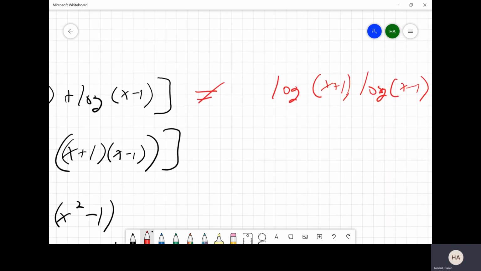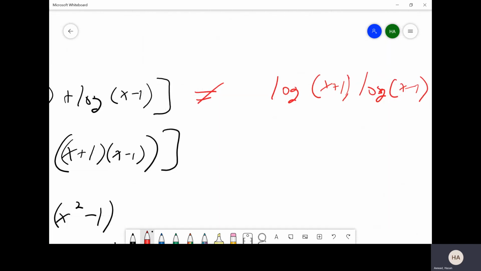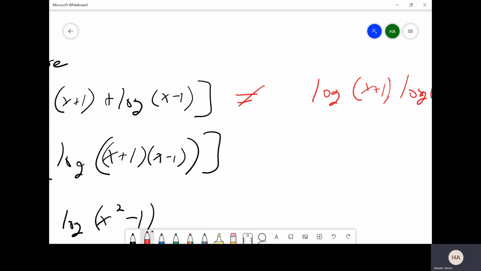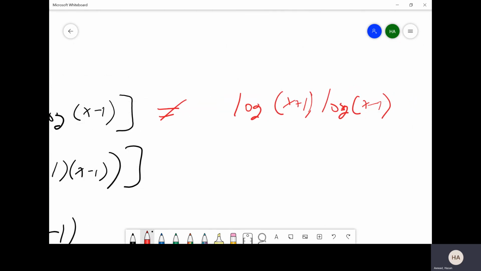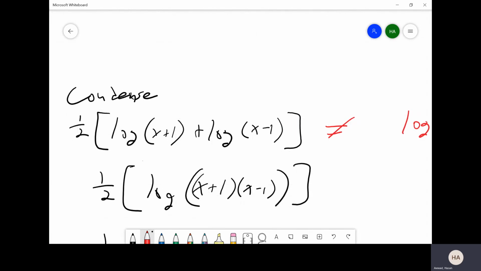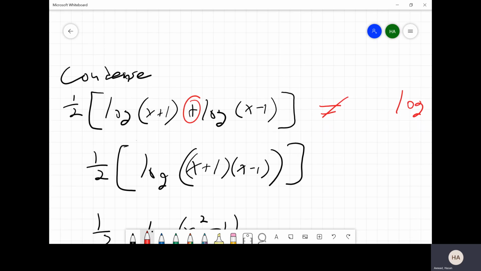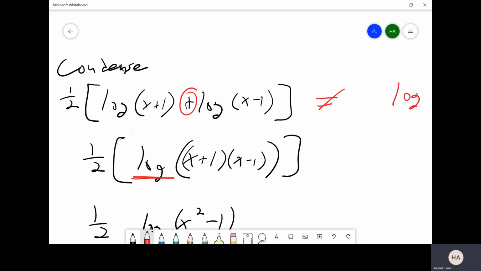The reason they're not equivalent is, notice you still have two logarithms. All you did is you directly changed the addition to be a multiplication, right? So this is now saying you have one logarithm multiplied against another logarithm, and that's not what the product rule is saying. The product rule is saying if you have two logarithms separated by addition, you can condense it to be one log where the values get multiplied. Okay, you're not multiplying two logs together, you're multiplying the values of those logs in one log.